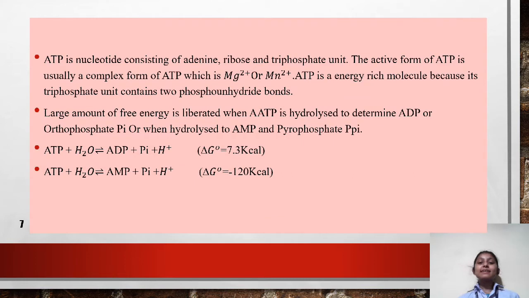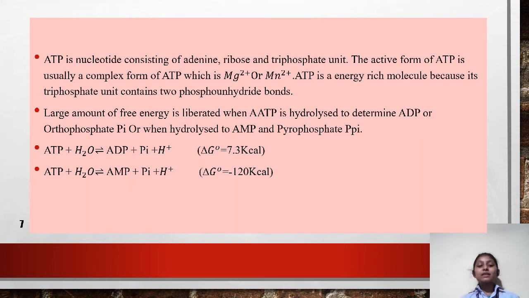ATP is a nucleotide consisting of adenine, ribose, and a triphosphate unit. We have already seen the structure of ATP in slide number 6. The active form of ATP is usually a complex form of ATP which contains the element magnesium or manganese. ATP is an energy-rich molecule because its triphosphate unit contains two phosphoanhydride bonds. A large amount of free energy is liberated when ATP is hydrolyzed to ADP and orthophosphate, that is Pi, or when hydrolyzed to AMP and pyrophosphate, PPi.